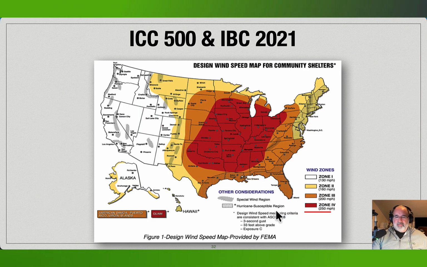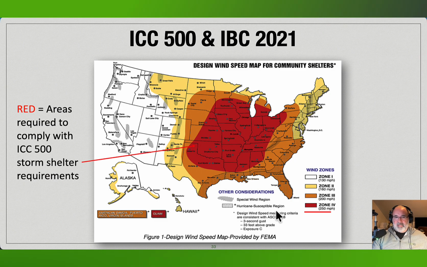So that's what really comes into play, as ICC 500 and IBC have determined what the zones are. Zone 4, having that 250 mile per hour wind, is actually quite a large region. That covers more than half the state of Wisconsin, plenty of Minnesota, all of Iowa, and then certainly dipping into Nebraska, Kansas, most of Oklahoma, good parts of Texas, and then stretching to the east. So we know that we have to design our shelters for 250 mile per hour winds in these areas.